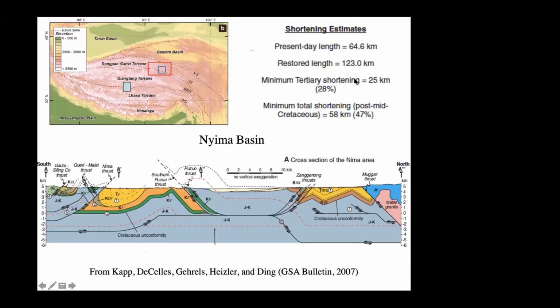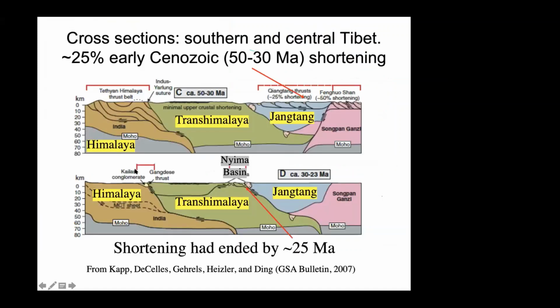The tertiary part is smaller, the part that can be defined for sure to be tertiary, 25, but still almost 30% shortening. And if we take a step back here, this is now from the same paper by Kapp and his colleagues, looking from the south, the Himalaya down in here, the Tethyan Himalayan belt, up in the north, not all the way, Fenghuoshan is in the Hoh Xil region.